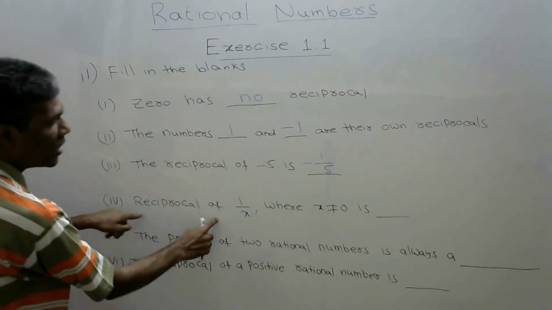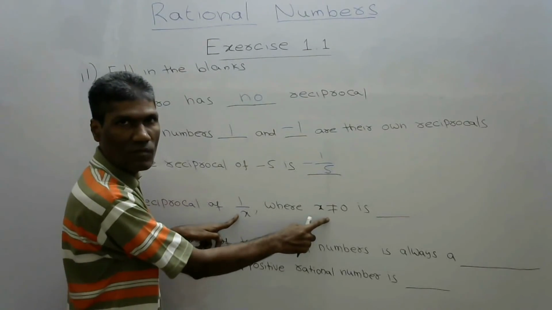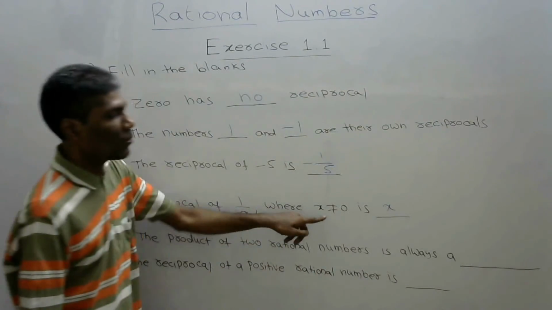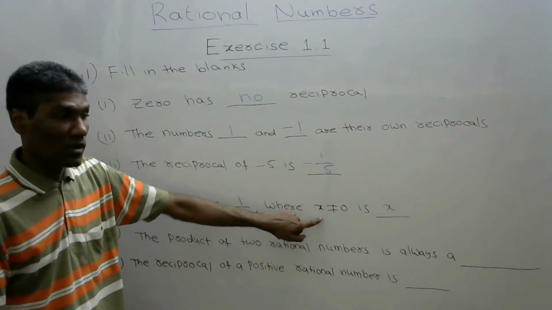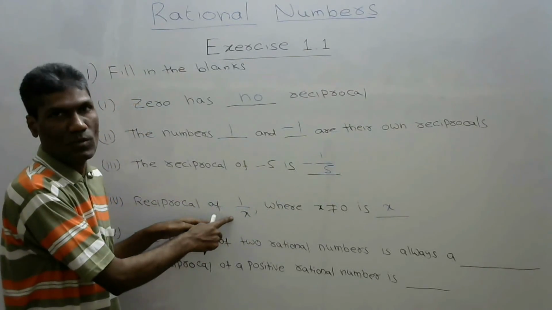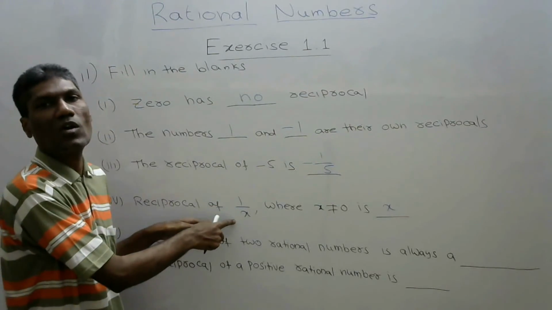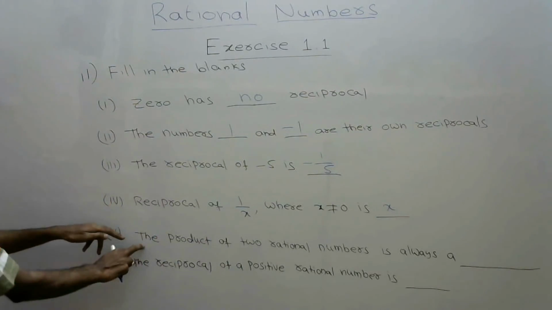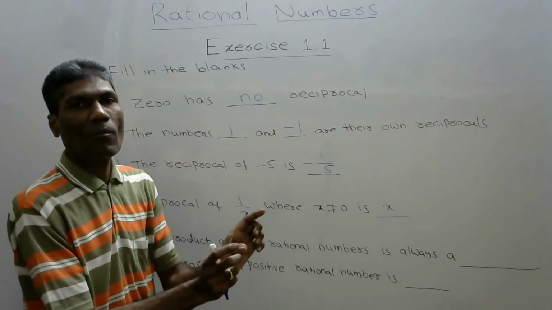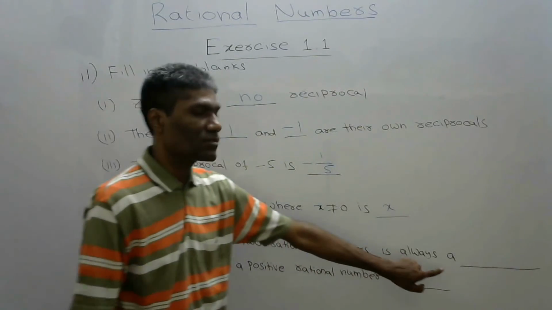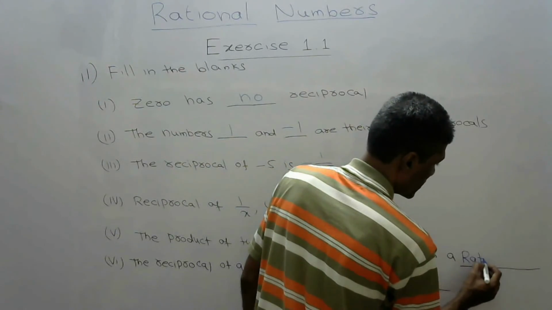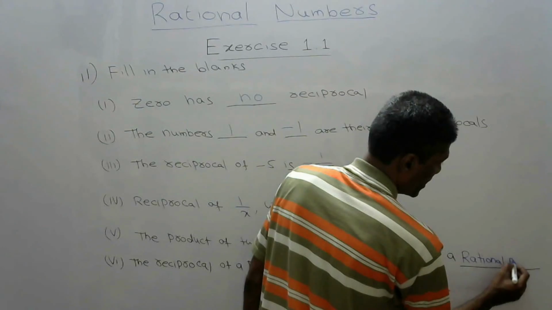The reciprocal of 1 by x, where x is not equal to 0. The reciprocal of 1 by x is x. Here the very important point is x not equal to 0. If x equals 0, then it does not have a reciprocal. First of all, 1 by x, 1 by 0, is not defined. Then next, when we multiply two rational numbers, we always get a rational number only. So the answer is rational number.